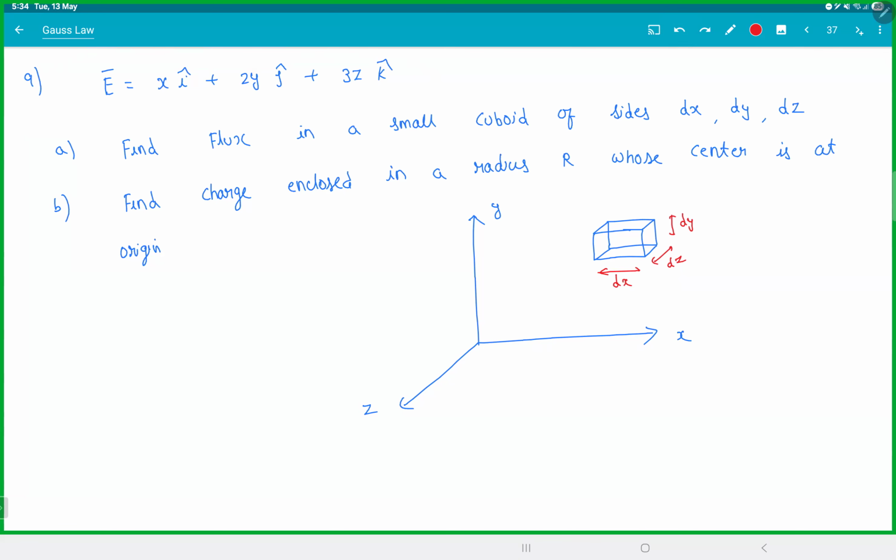And the second part is if you make a sphere with the origin at the center, then how much charge is enclosed in the sphere? This would be a pretty good one. This is the kind of question you'll get in advance. Let's get this.